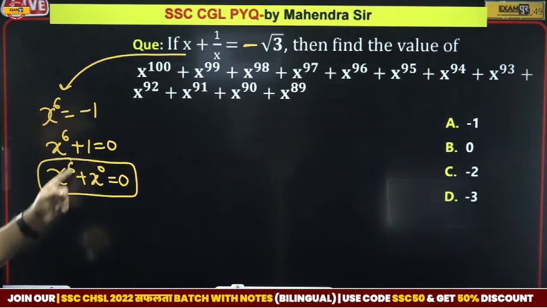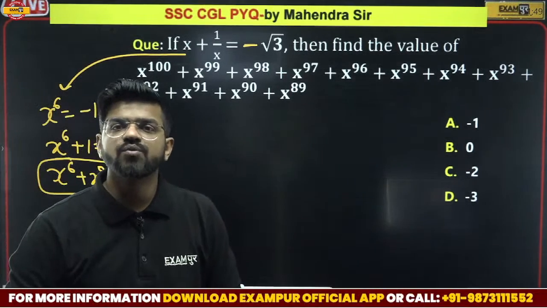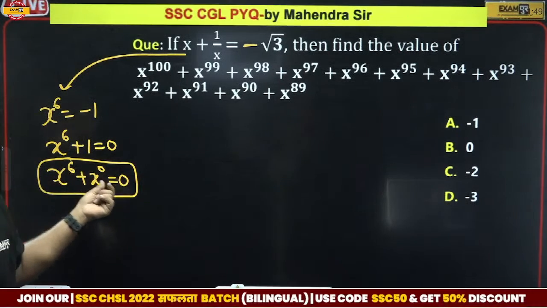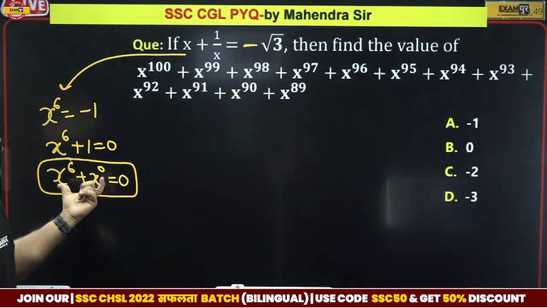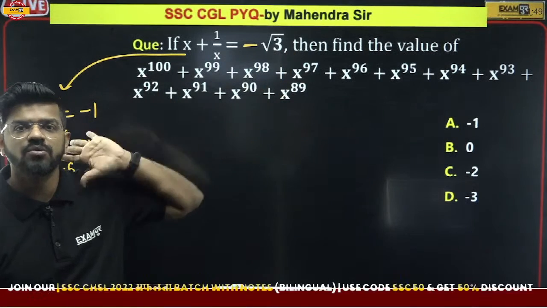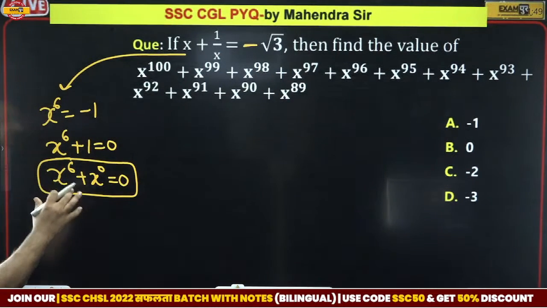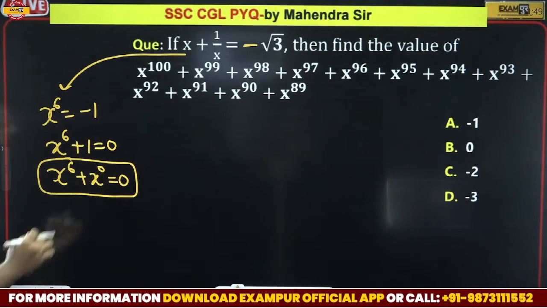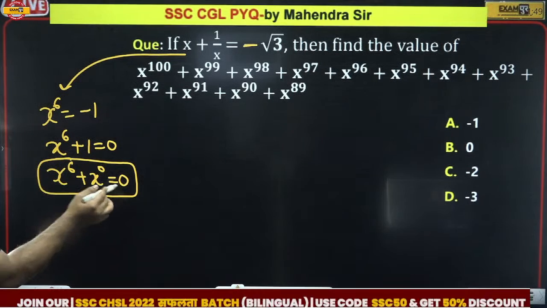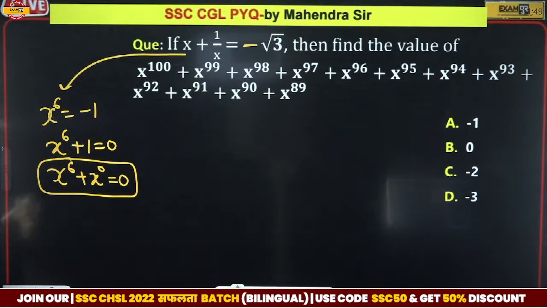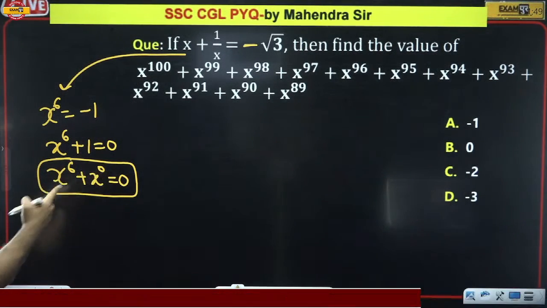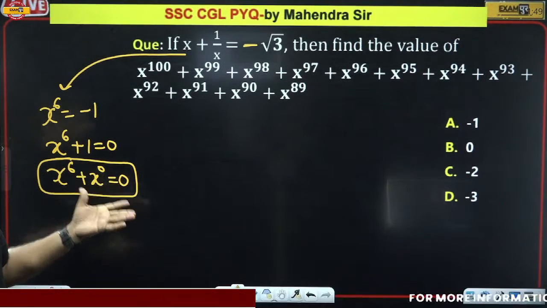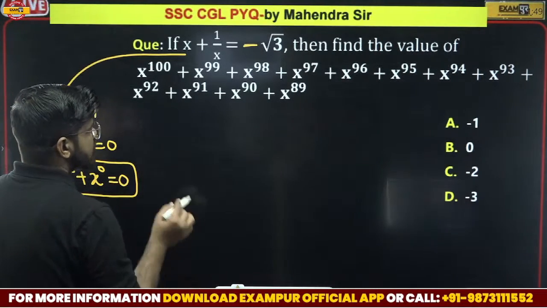If the power difference is 6, that means their summation will be equal to 0, if x plus 1 upon x is equal to minus root 3. Is it clear to everyone? This minus sign will come here. X to the power 1 can be written as x to the power 0. And finally we are getting x to the power 6 plus x to the power 0 is equal to 0. That means if we have a power difference of 6, then the answer will be 0. So we just have to find the power difference of 6.